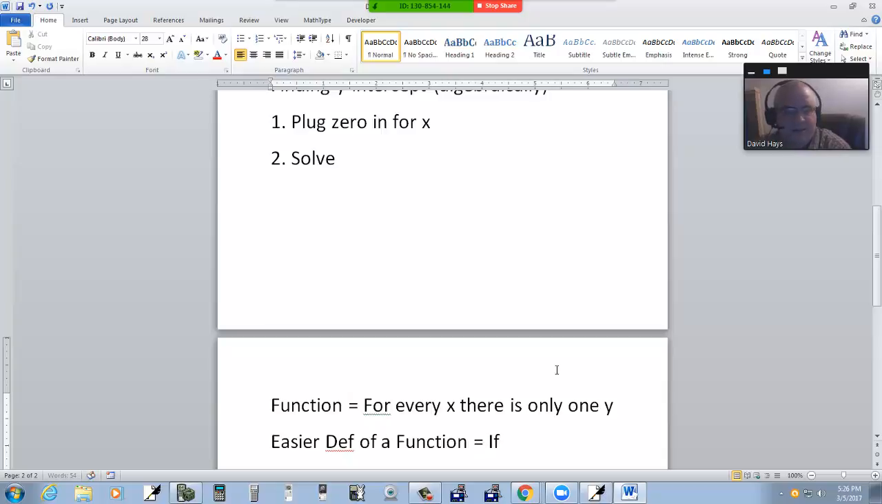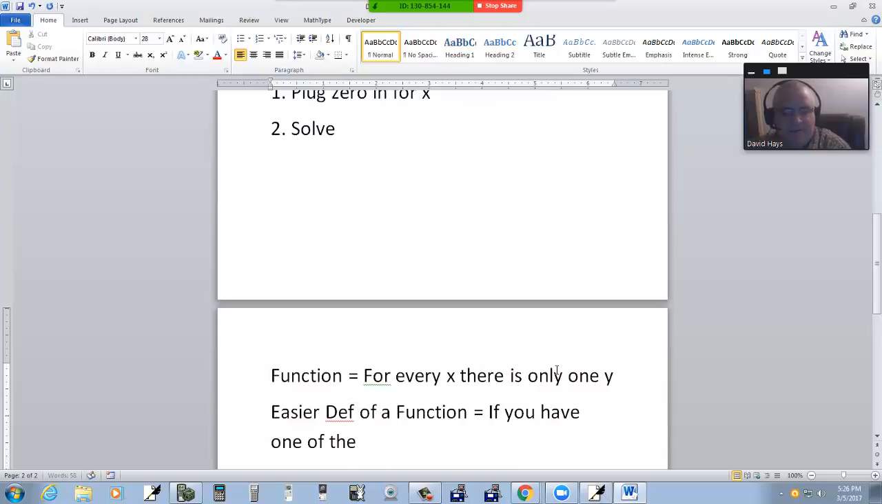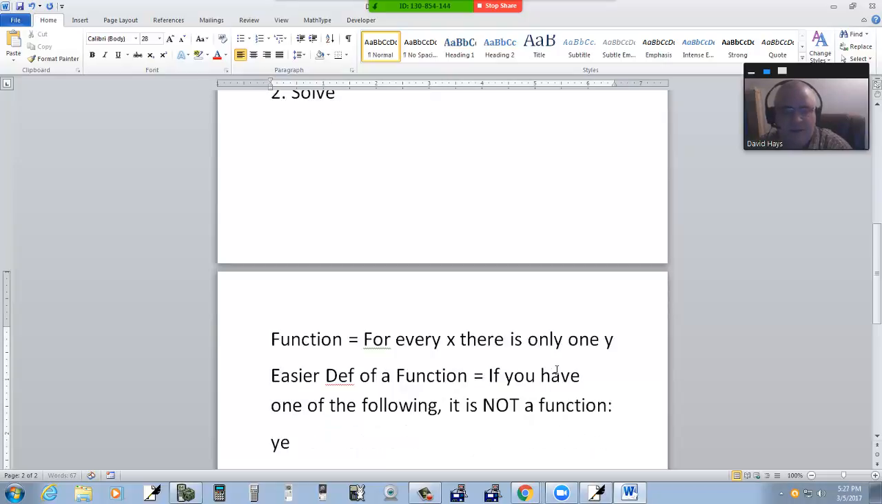It says if you have one of the following, it is not a function. If you have y to an even power, if you have the absolute value of y, if you have a plus or minus symbol, or x is equal to a number, like x is equal to 3.